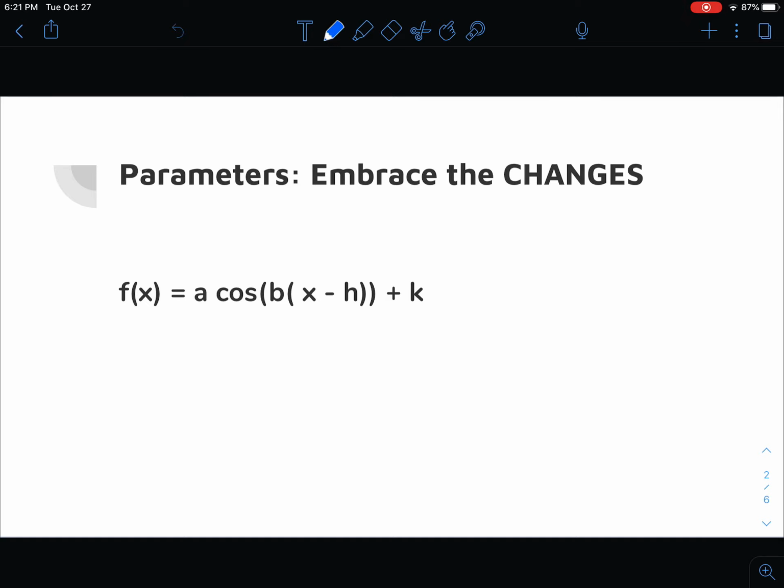These are all the different things that can happen to your sine or cosine graph. This A value is going to determine the amplitude. The amplitude is the distance from the midline to the highest point, or the midline to the lowest point. If A is less than 0, reflect across the x-axis. So that will tell you to reflect if that value is negative.